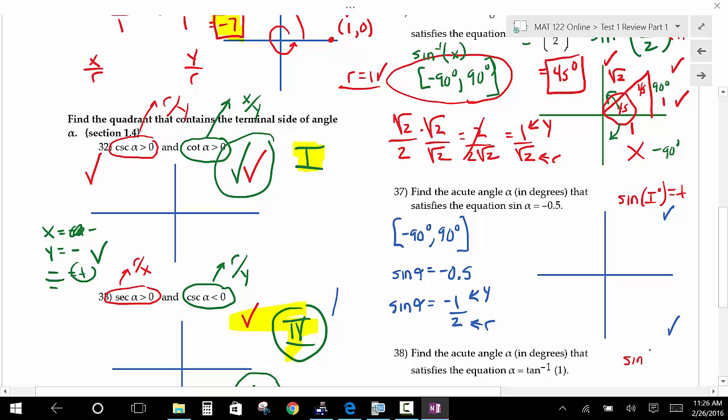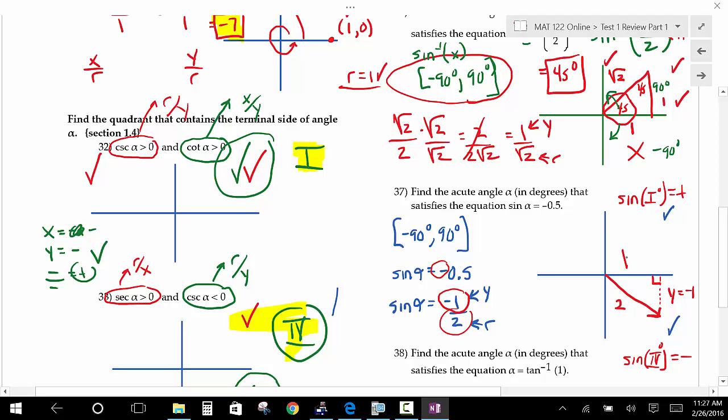If you take the sine of a quadrant 4 angle, you're going to get a negative. So we have to be in this quadrant. If we draw ourselves a reference triangle, again up to the x-axis, and the sine is y over r, y is negative 1. So the y value would be negative 1, and r is 2.